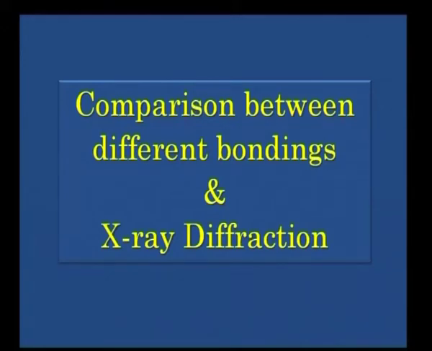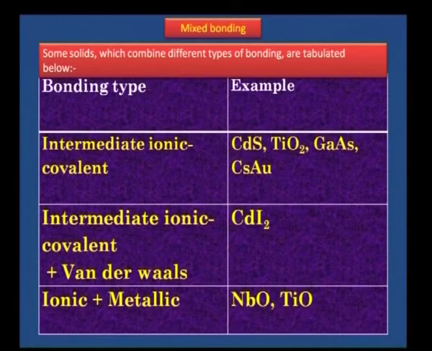Now, we will move on to the comparison of different bondings. This especially I am doing because I have been telling you in the last lectures about mixed bonding. You may be surprised to know that in some solids all the 4 bondings, the 3 primary bondings, ionic, covalent, metallic, and the van der Waals bonding, secondary bonding, all the 4 bondings are present.